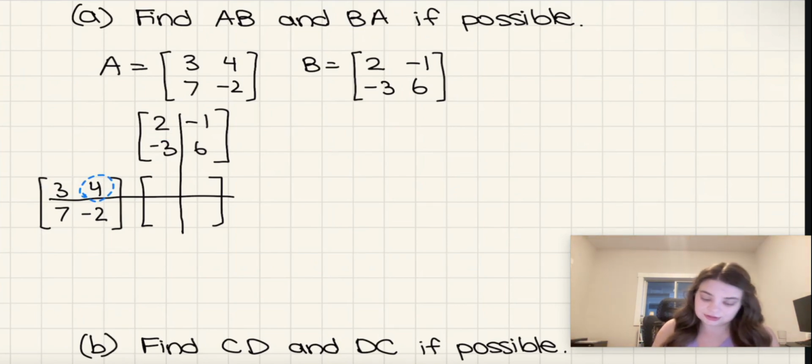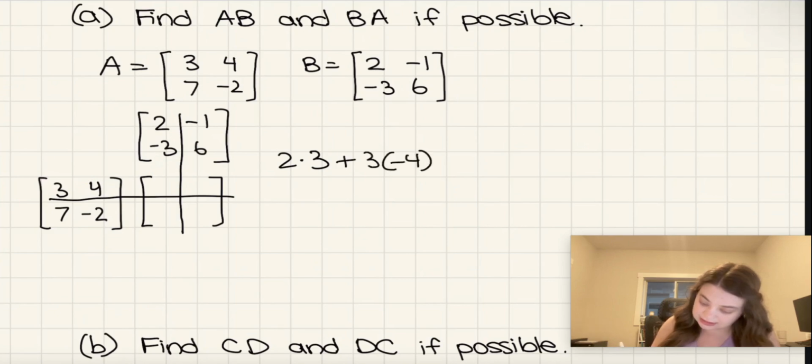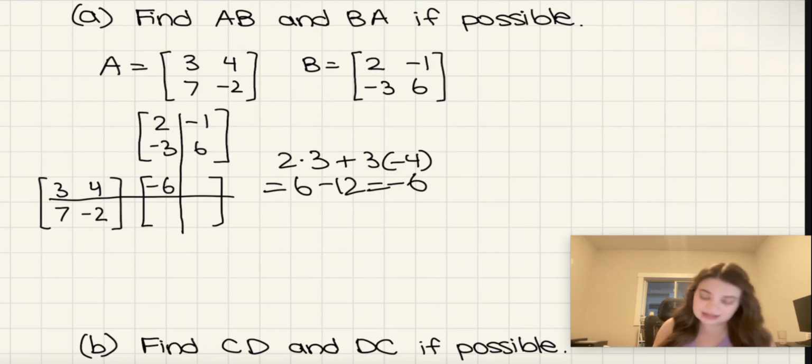So for this first square here, it's going to be 2 times 3, plus 3 times negative 4. And that's equal to 6 minus 12, which is equal to negative 6. So negative 6 goes in that first slot there.